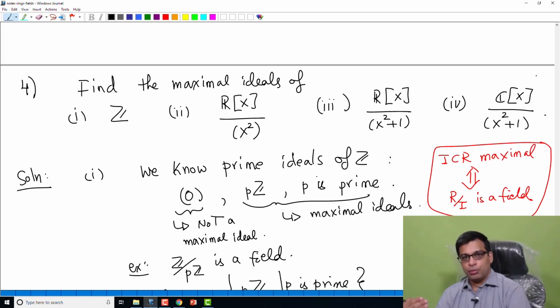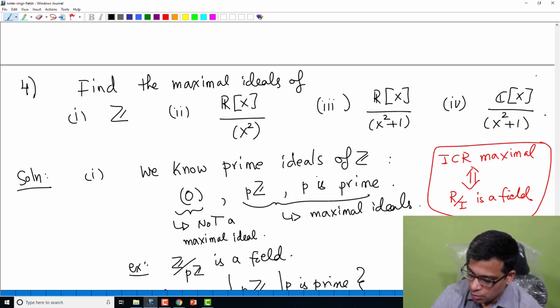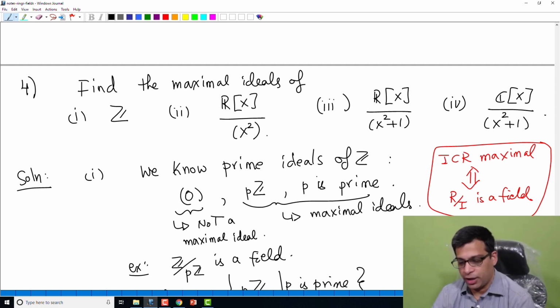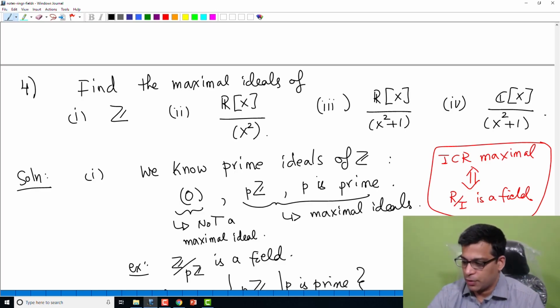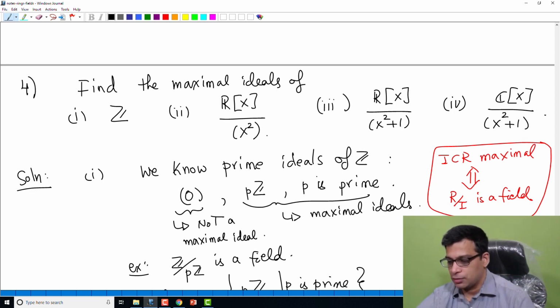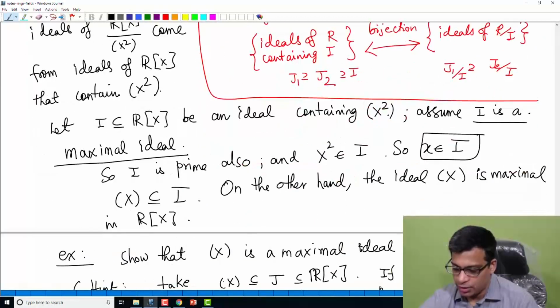What I want you to do before you watch the next video is to recall the proof for Rx mod x squared, think about it carefully, and using that try to solve these two remaining problems. Similarly, to determine the maximal ideals of Rx mod x squared plus 1, you need to figure out the maximal ideals of Rx that contain the ideal x squared plus 1. Similarly, to determine the maximal ideals of Cx mod x squared plus 1, you need to determine the maximal ideals of Cx that contain x squared plus 1. Okay, so I will leave that calculation for you and I will solve it in the next video.